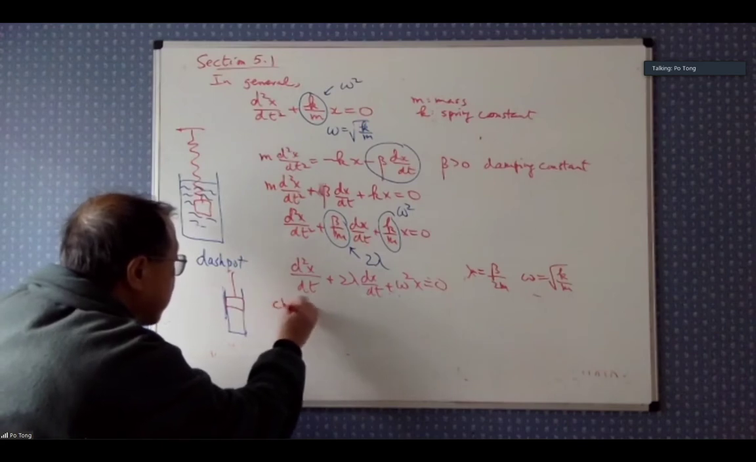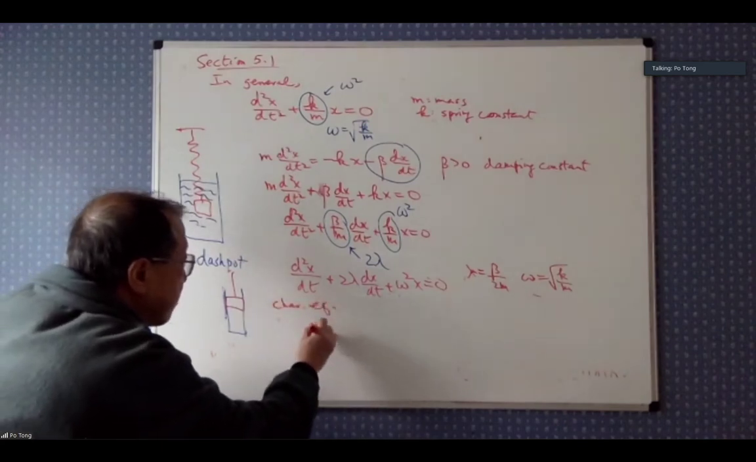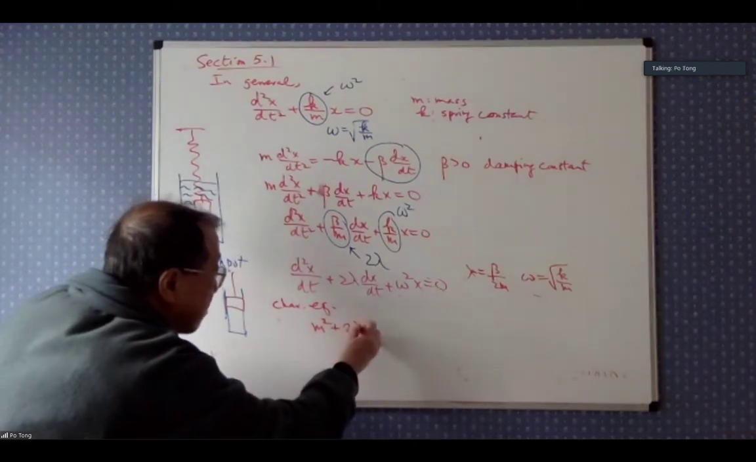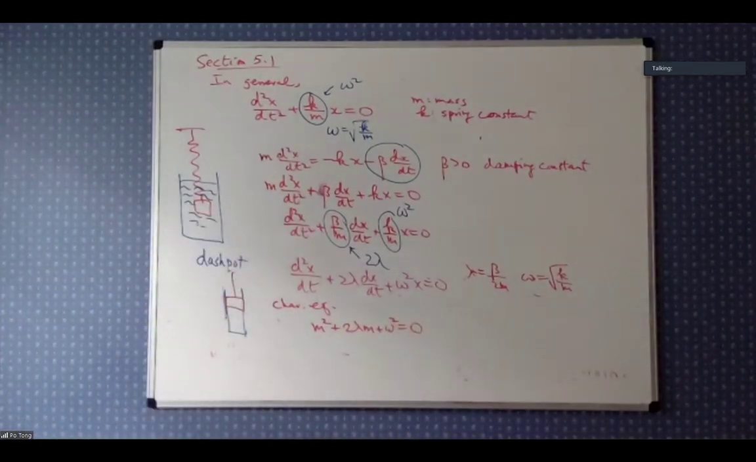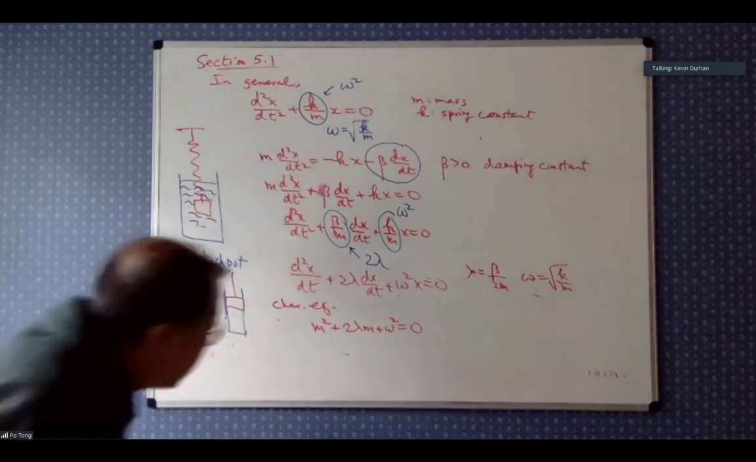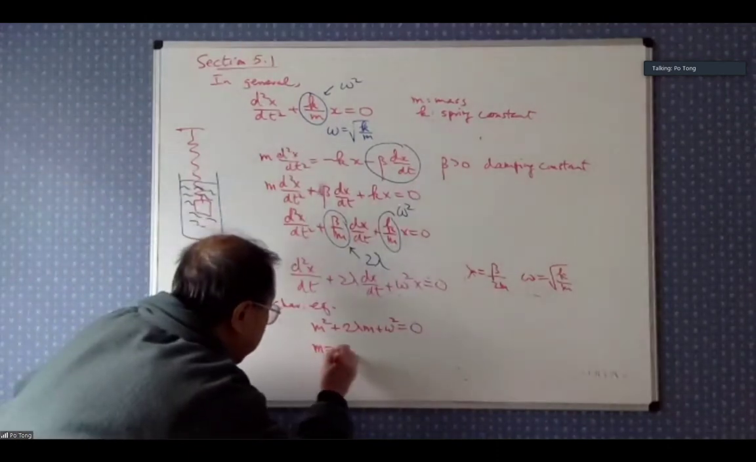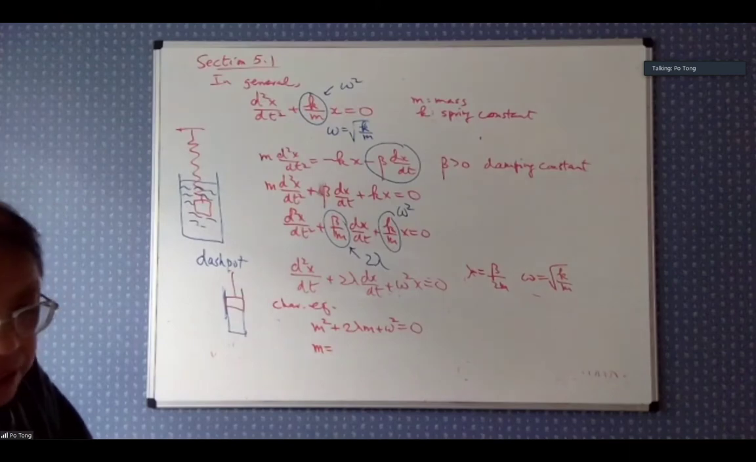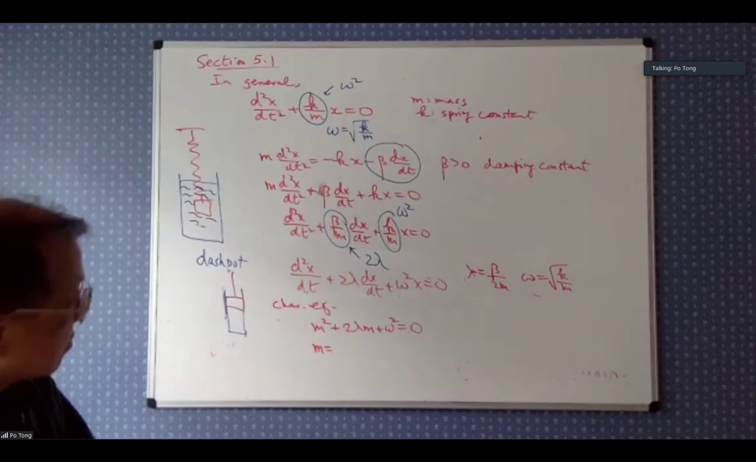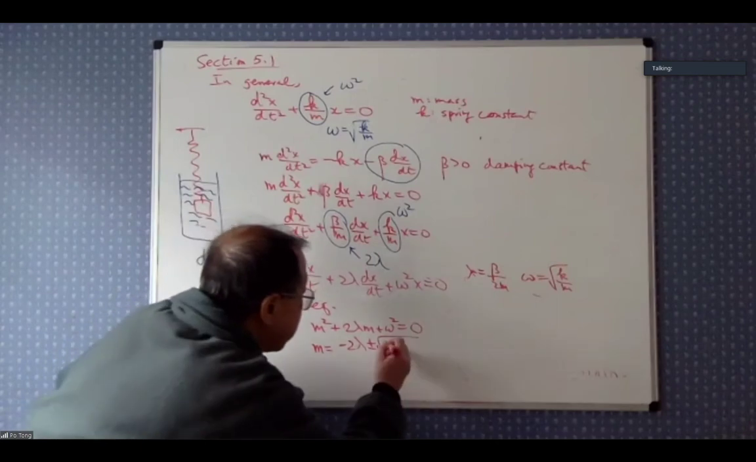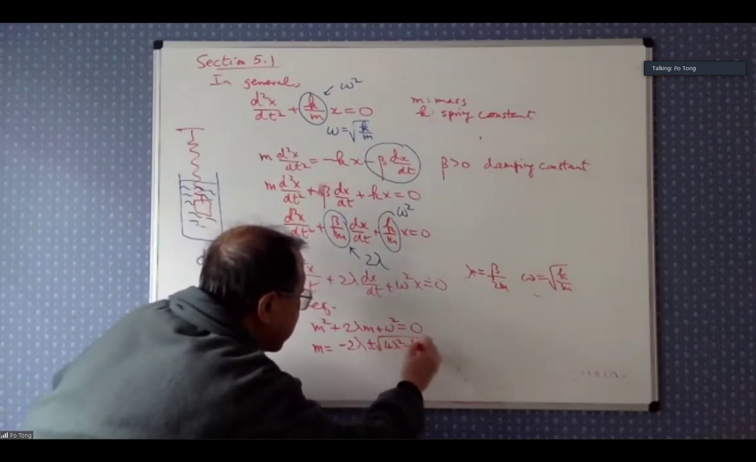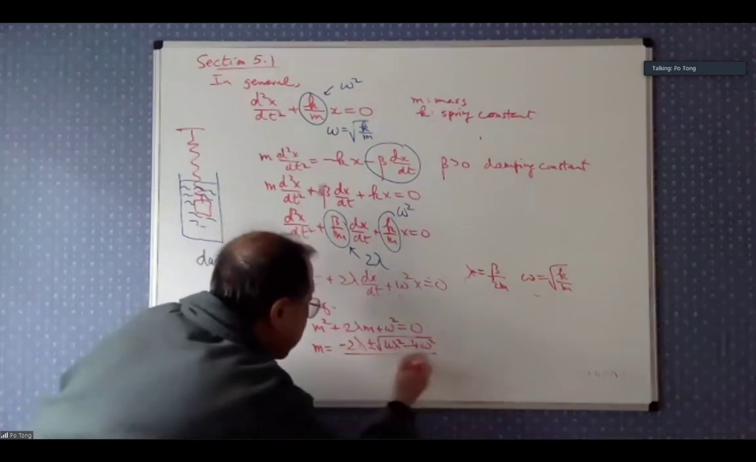So the characteristic equation is going to look like what? m squared plus 2 lambda m plus omega squared equals 0. Is that okay? Are you guys still okay up till here? Yes. Okay. The roots of this equation, we are going to use the quadratic formula: minus b plus or minus square root of b squared minus 4ac, all over 2.